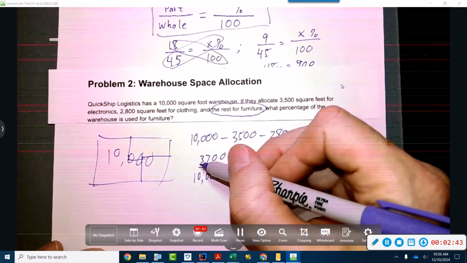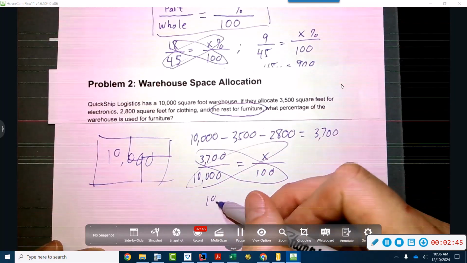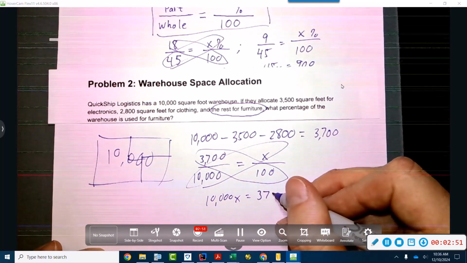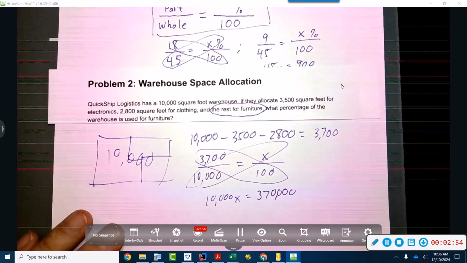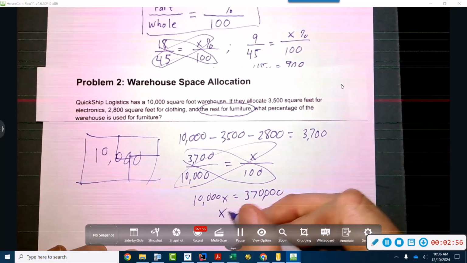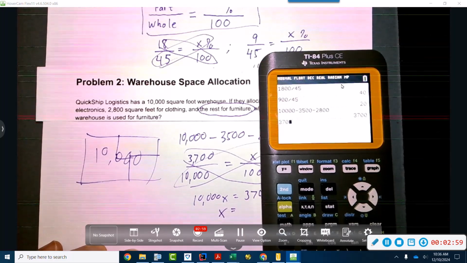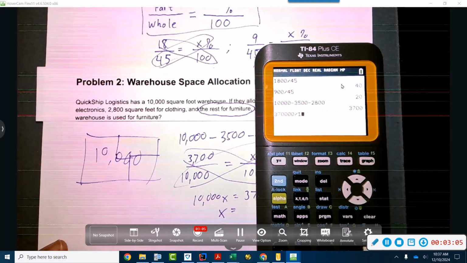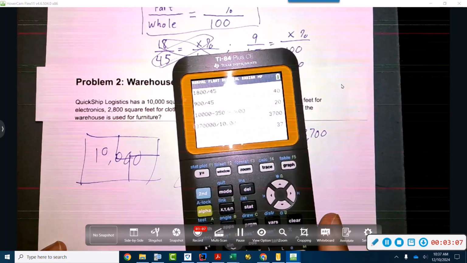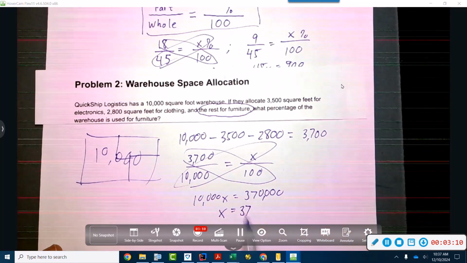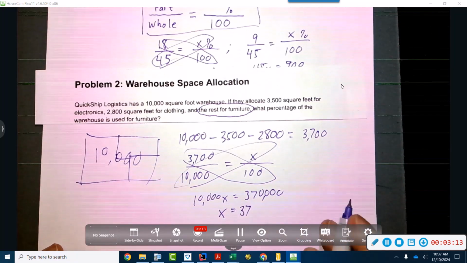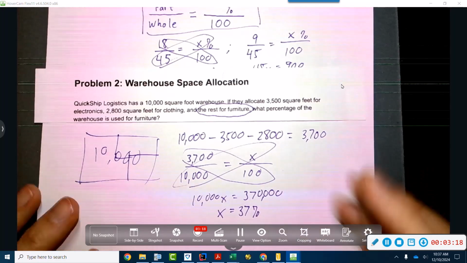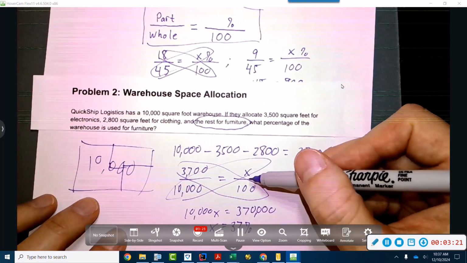Now this is just straight-up cross multiplication: 10,000x equals 3,700 times 100. We're just going to divide by 10,000. So 370,000 divided by 10,000 equals 37. You can't always guarantee it will be lucky like that, but what does 37 represent? It represents the percentage. That's what we were solving for.